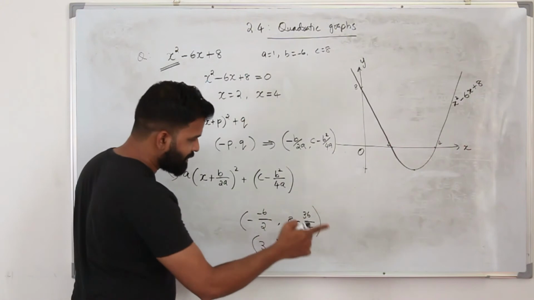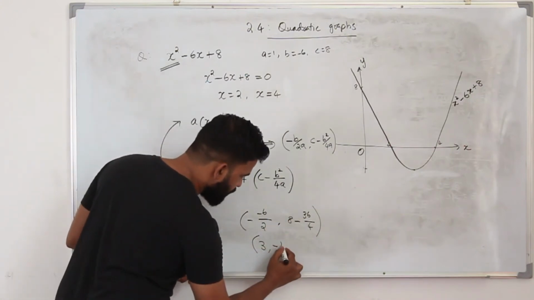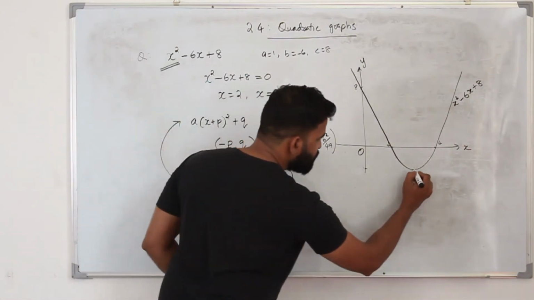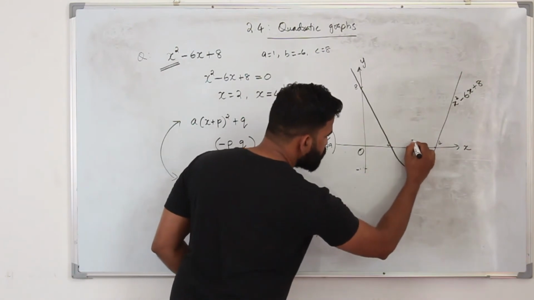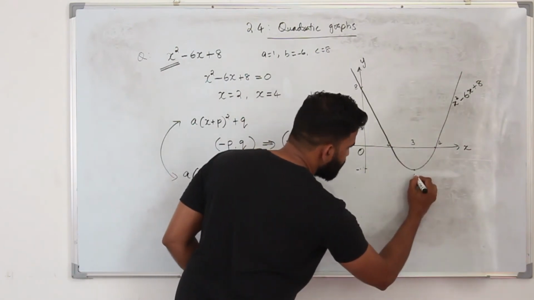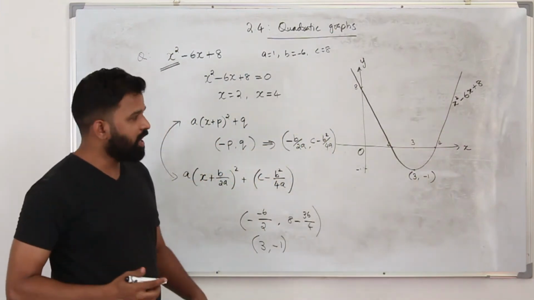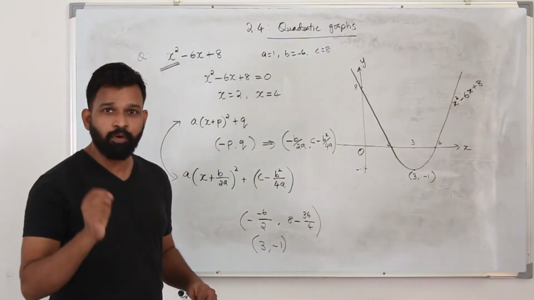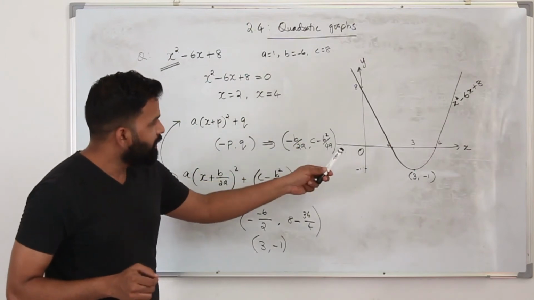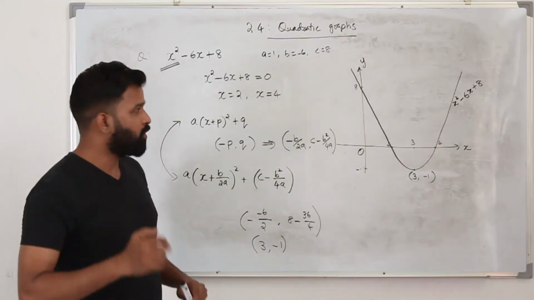36 upon 4 is 9. 8 minus 9 is minus 1. So this point is minus 1 and 3. Sorry, 3 and minus 1. 3 and minus 1 is our turning point. For this particular graph, it is the minimum point.